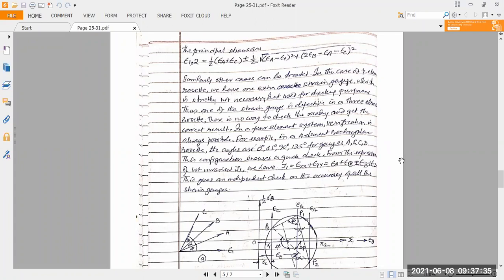And from the expression of the principal strains, we have epsilon 1, epsilon 2, and gamma xy, and it is equal to epsilon A plus epsilon C, which equals epsilon B plus epsilon D itself.